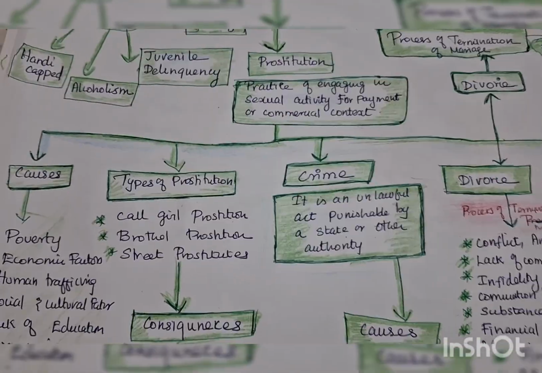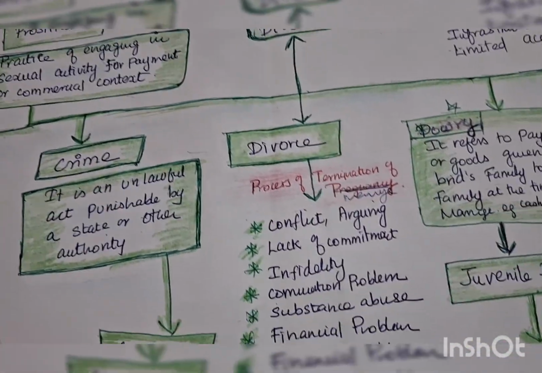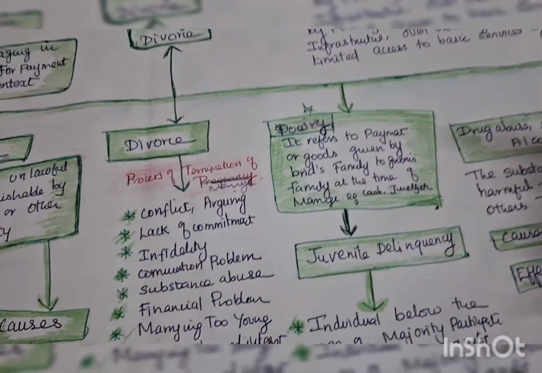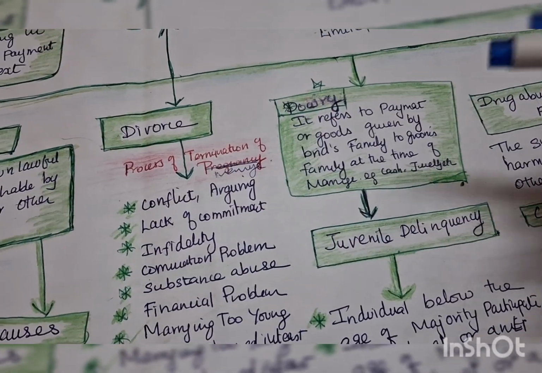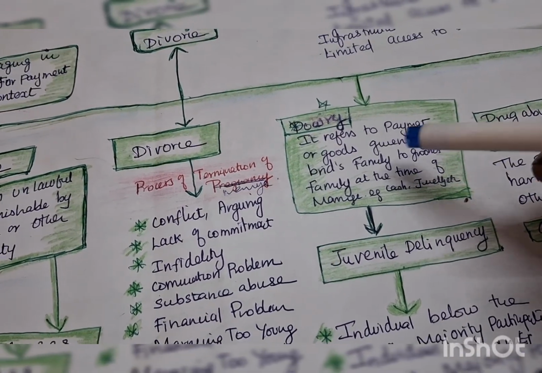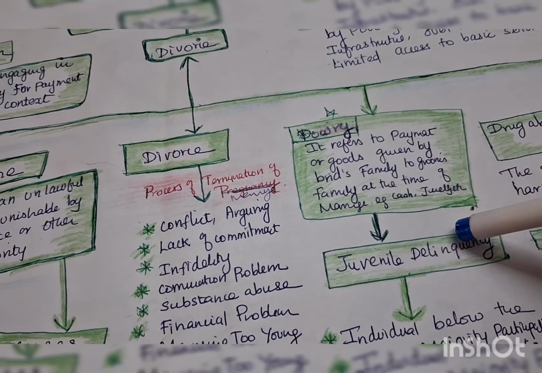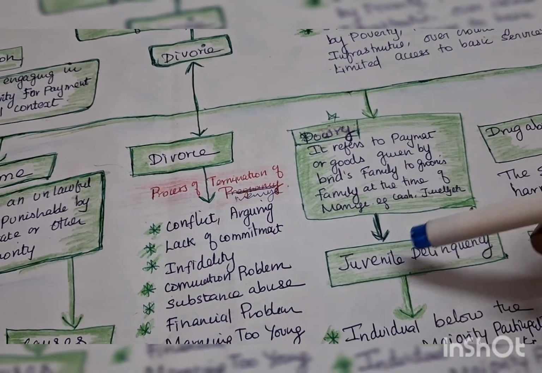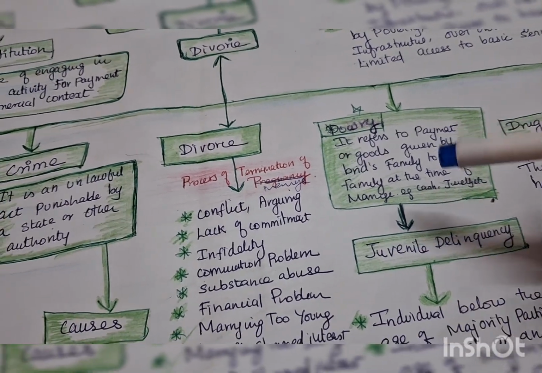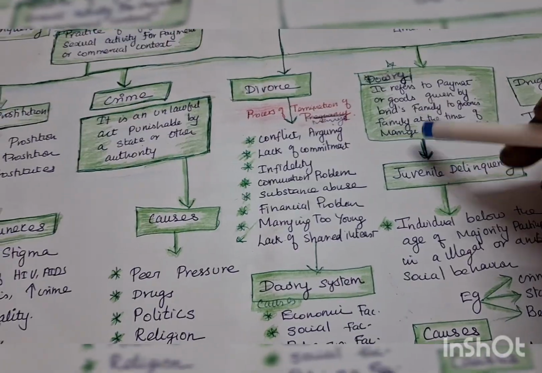And the next is the dowry system. What is called dowry? Dowry is called a social evil. Dowry means it refers to the payment of goods, any kind of jewel or anything given by the bride's family to the groom's family at the time of marriage, or just before the marriage, or just after the marriage, in the form of cash or wealth. This house we are giving, like that is called dowry.